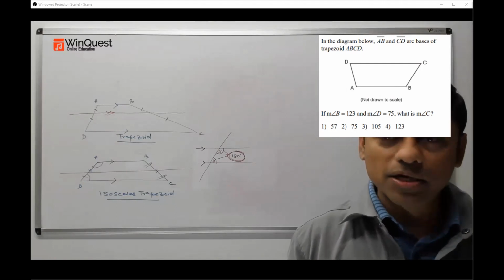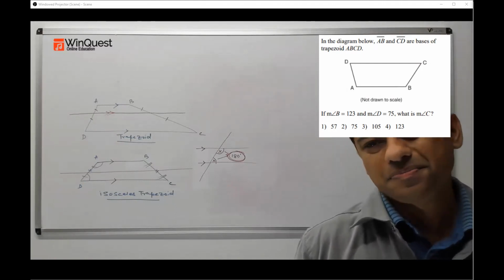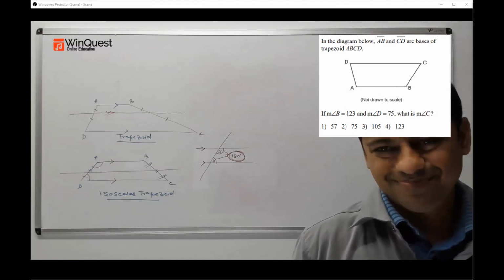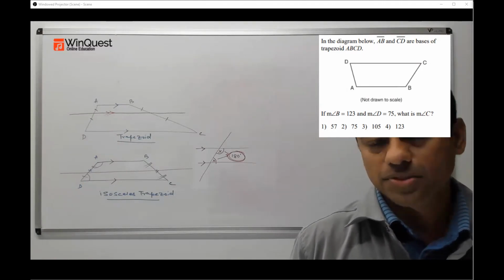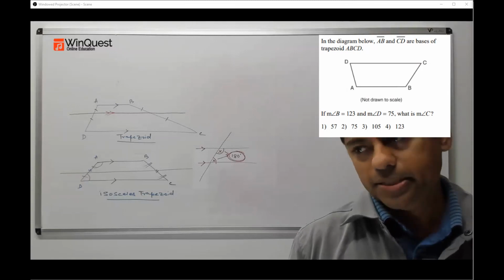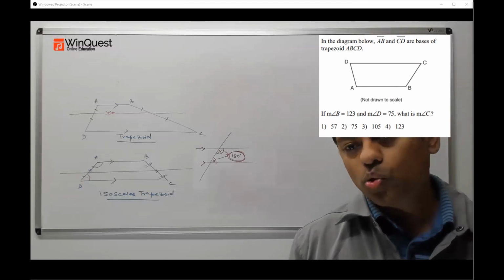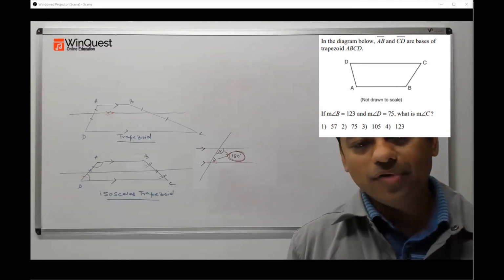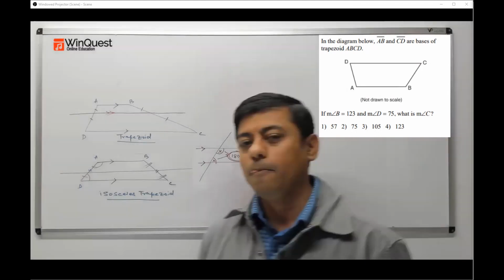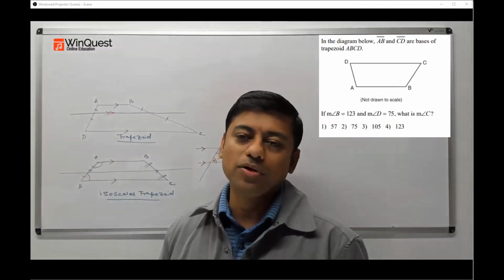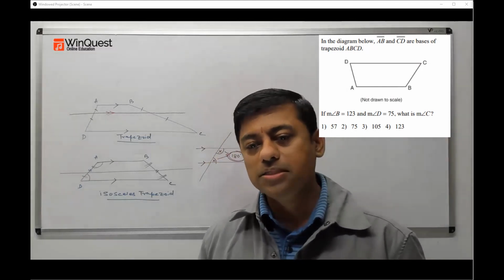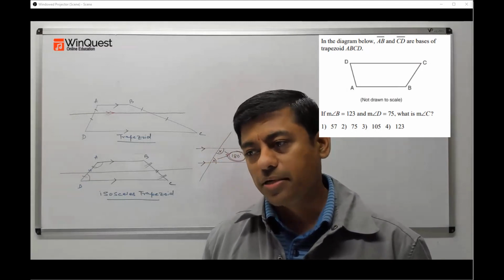Are DA parallel to BC? No, CD is parallel to AB. Adjacent sides sum up to 180 degree only when corresponding sides are parallel. So in this particular case, can we say that angle D plus angle C is equal to 180 degree? Can we say that?